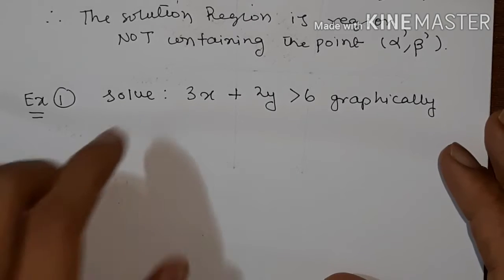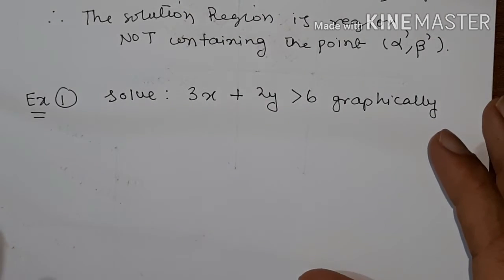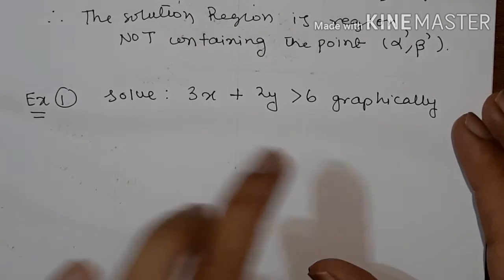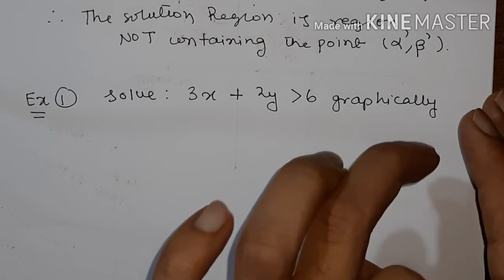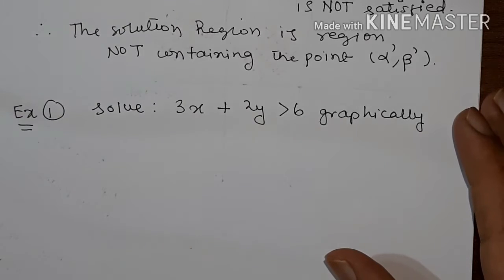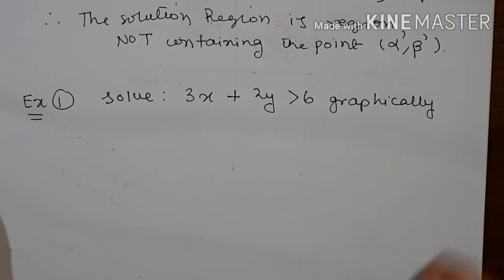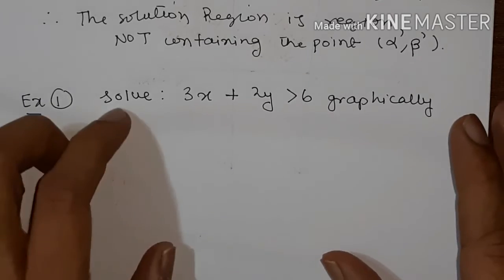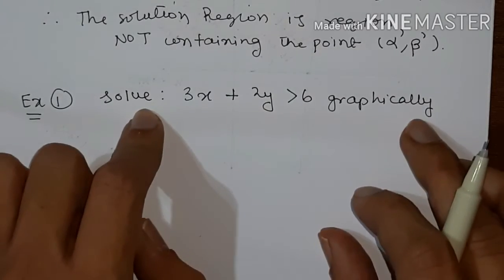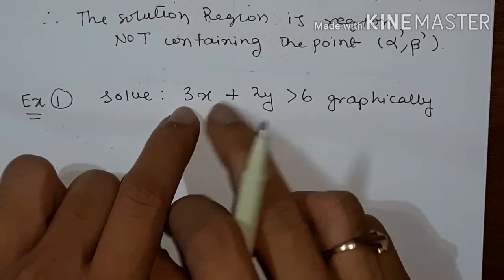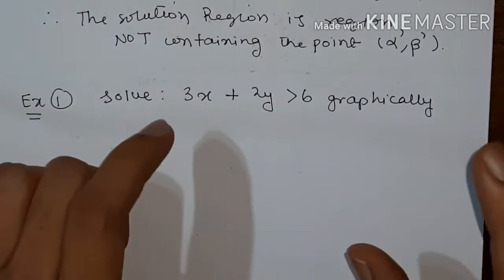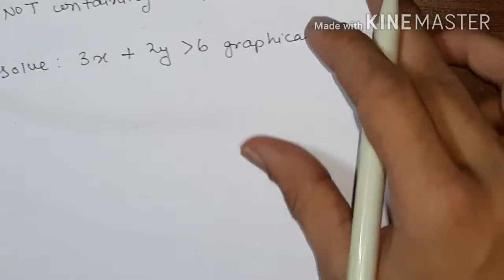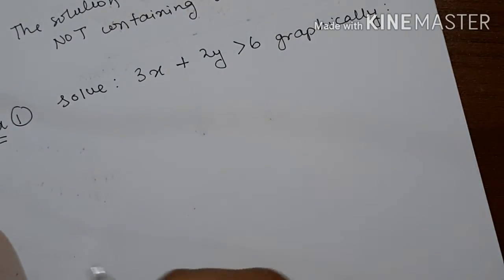Okay, now here what is the question? I am not using the graph paper because I want to explain this properly first, and then we will solve exercise 6.2 with the graph paper. All right, so solve 3x plus 2y greater than 6 graphically. Now what is the first step you have to do here?